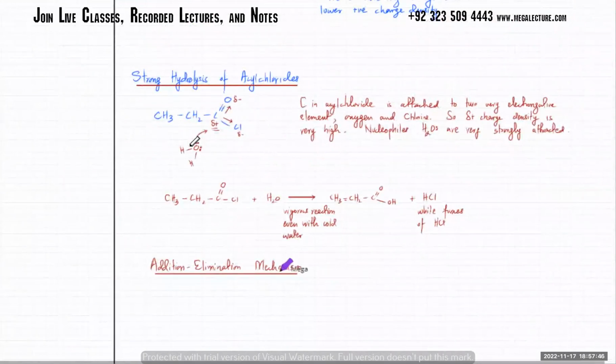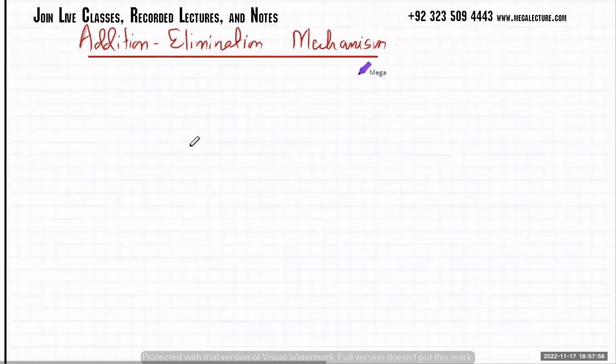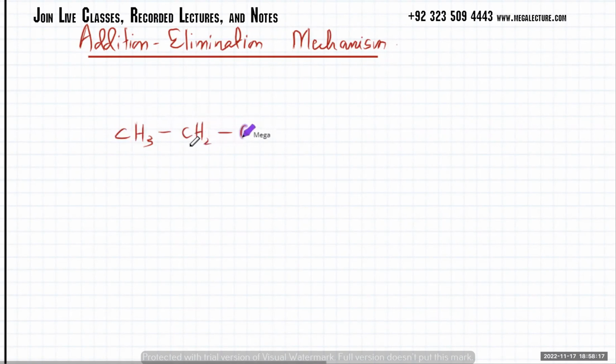ठीक है, same one. अच्छा, what happens in this mechanism is you start off with, let's say, कोई acyl chloride है, ठीक है? CH3, same one, and I've got CH2, and there's a C double bond O and Cl. So the carbon is very strongly positive, and the Cl is slightly negative, and this oxygen is also slightly negative.